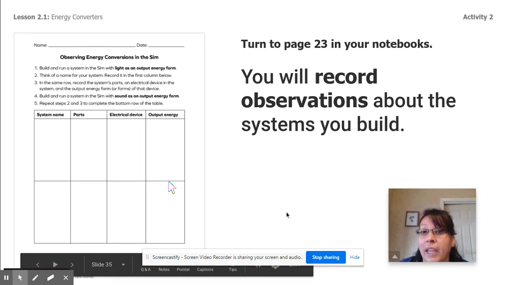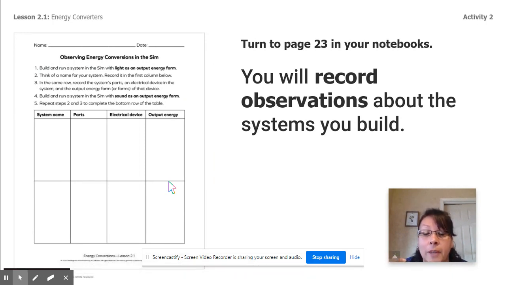If you have your investigation notebooks, please turn to page 23. If you don't have it, it's not a big deal. You can just take out a blank piece of paper or whatever notebook you're using for science, and we're going to record our observations. So we're going to go over the directions together.